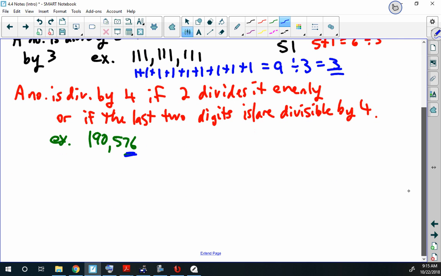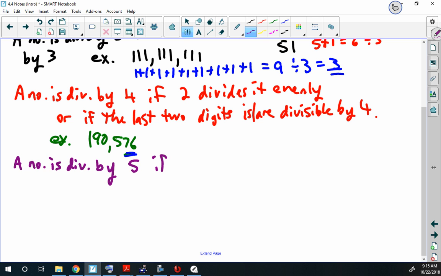Cool. Well, I hope everybody remembers the rule for 5. A number is divisible by 5 if what? If the sum of its digits? Oh, there it is. If it ends in 0 or 5. So 95,300. Anything that ends in a 0 or 5. Cool.